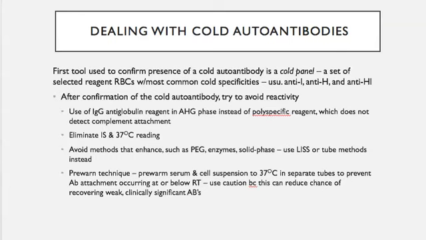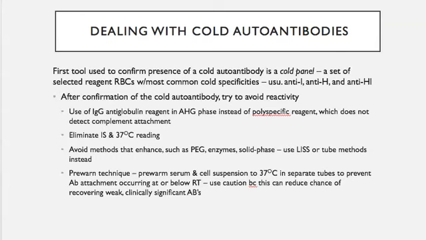It eliminates the initial spin and the 37 degree Celsius reading. If we know that these reactions are only going to occur at initial spin and maybe 37, and we also know that they're not clinically significant, they're only going to mess up our testing, we can just avoid those phases of testing. We want to avoid methods that enhance these reactions. PEG, enzyme, and solid phase can all enhance cold reactivity, so we want to either use LIS or tube methods instead.